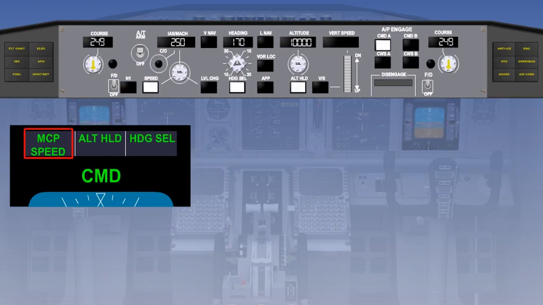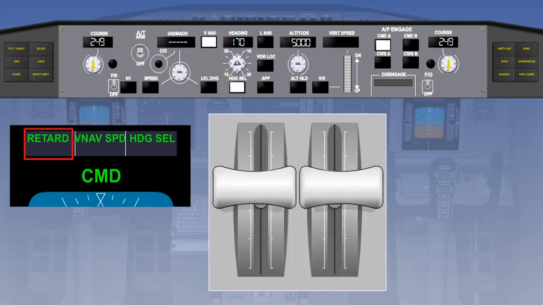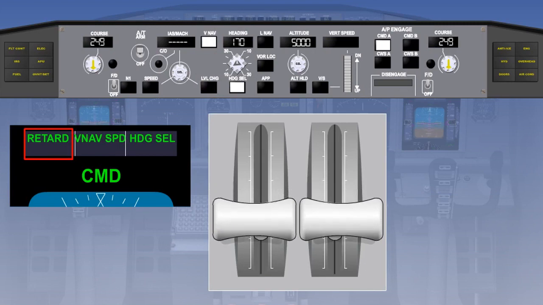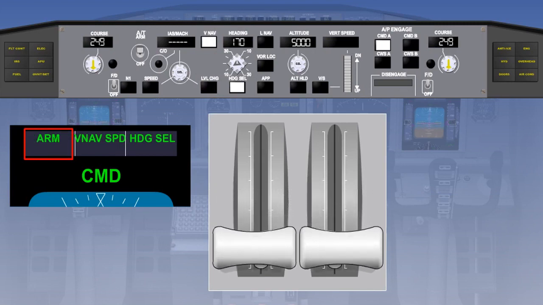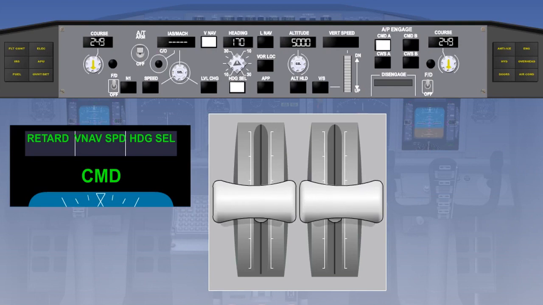The autothrottle engages and enunciates retard during level change and vertical navigation descents. Retard changes to arm when the thrust levers reach the aft stop, or when manually prevented from reaching the aft stop.